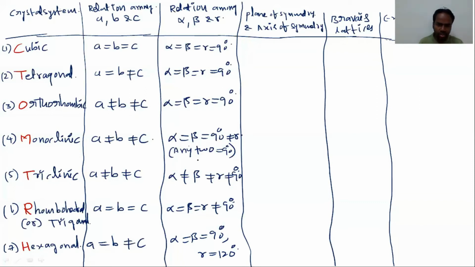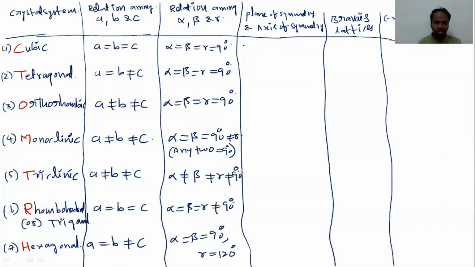So first, coming to the triclinic, all angles are unequal. Rhombohedral: all edge lengths are equal, and all axial angles are equal, but they are not equal to 90 degrees. Hexagonal: two edges are equal and the third edge is not equal, and two angles are 90 degrees while the third angle is 120 degrees. So like that you can remember.